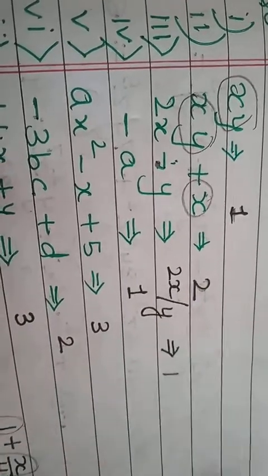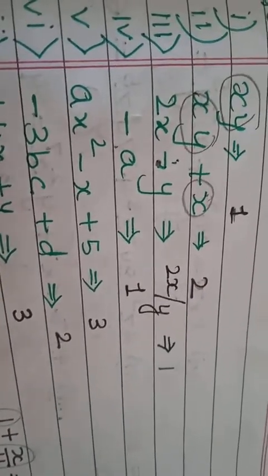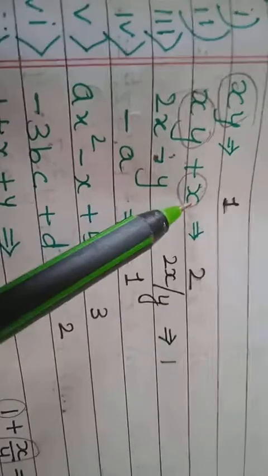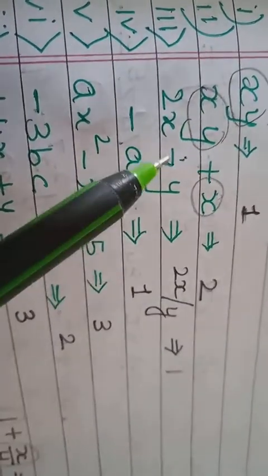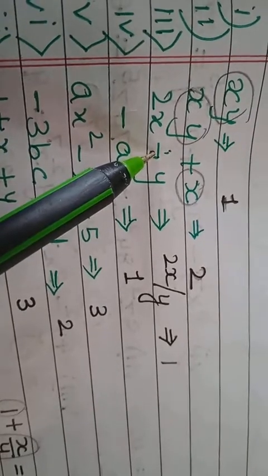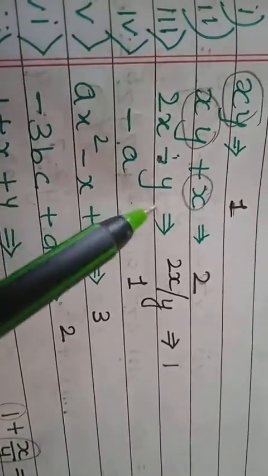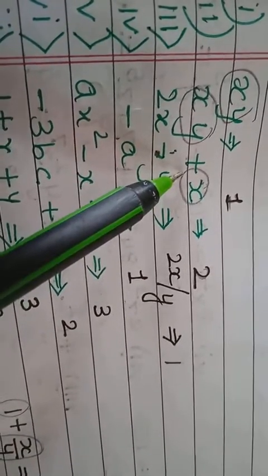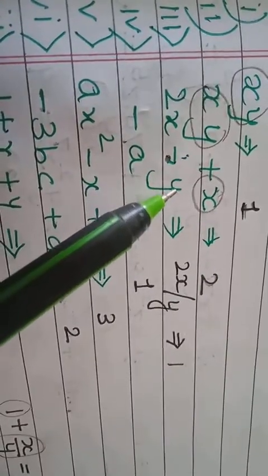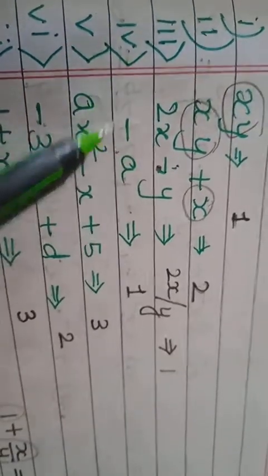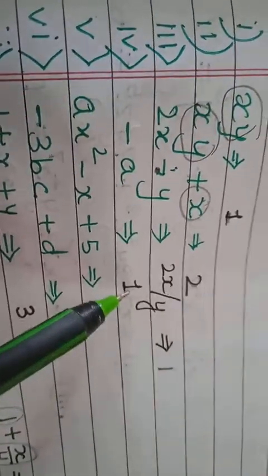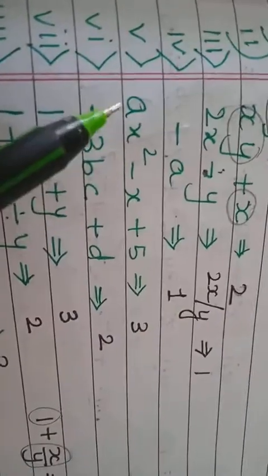And always remember this, that terms are only separated by plus or minus sign only, right? So here a division sign is there. That means it is part of one term, right? So, okay. So, the fourth one, minus a. Obviously, it is one term.